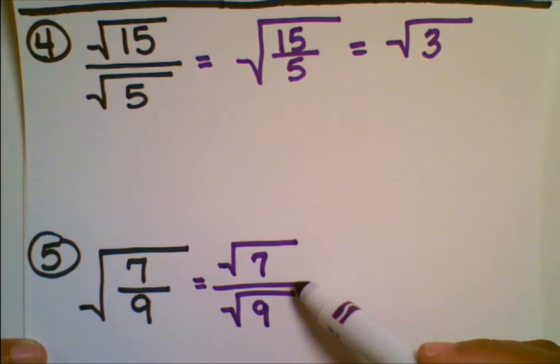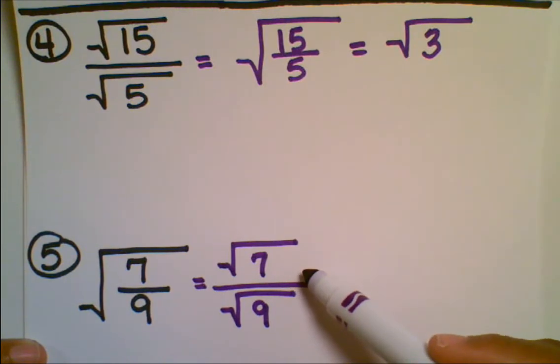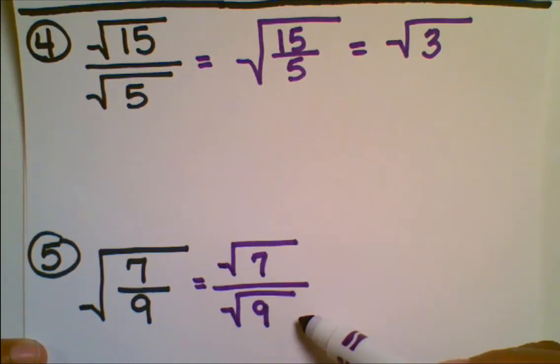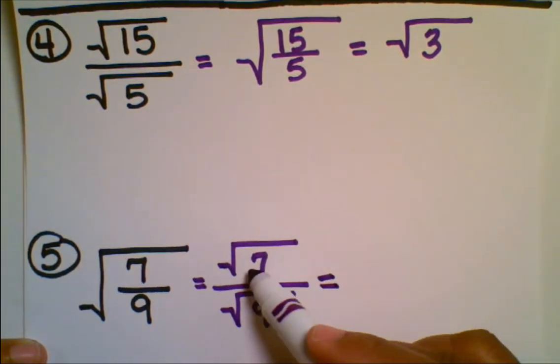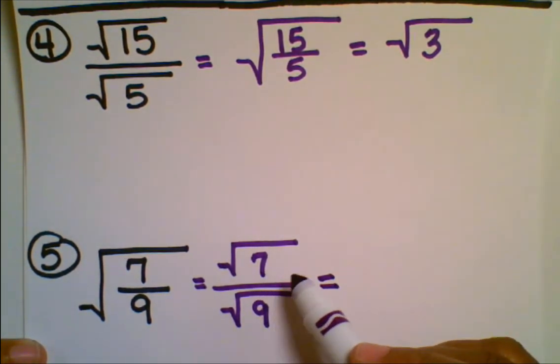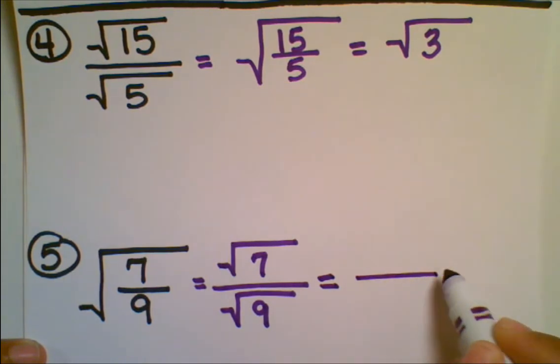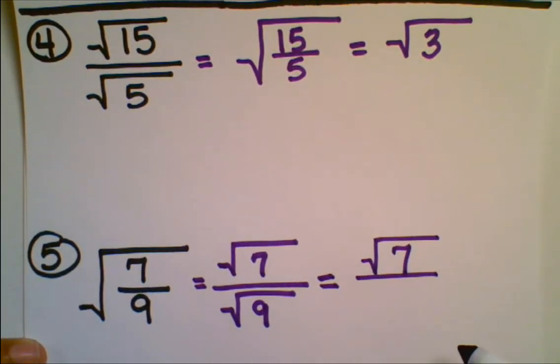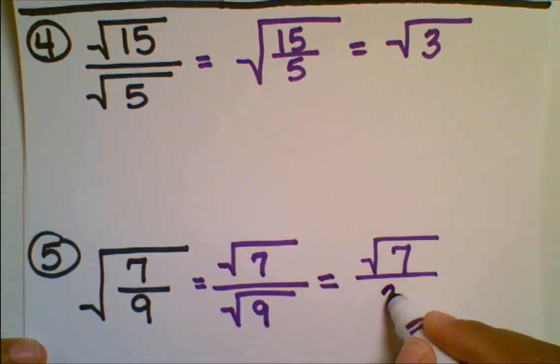And then let's see if we can simplify the numerator and/or the denominator. Well, the square root of 7, 7 is not a perfect square. We will keep the square root of 7 in the numerator. But the denominator, the square root of 9, we can take the square root of 9 because 9 is a perfect square number, and that is 3.